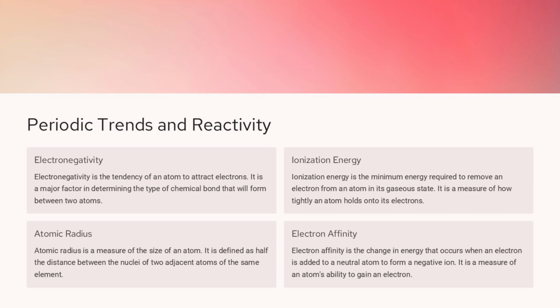Atomic radius is the size of an atom, measured as half the distance between two adjacent atoms. Atoms get smaller as you go across a period, row, and larger as you go down a group, column. Electron affinity is the energy released when an atom gains an electron to form a negative ion. Higher electron affinity means the atom more easily accepts an extra electron.